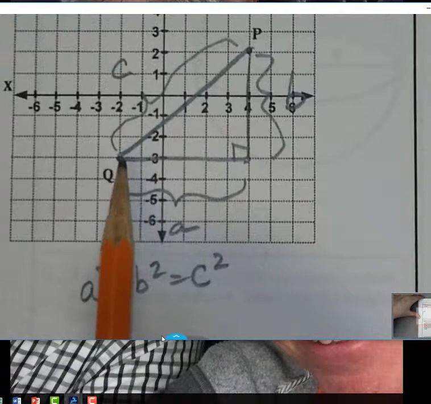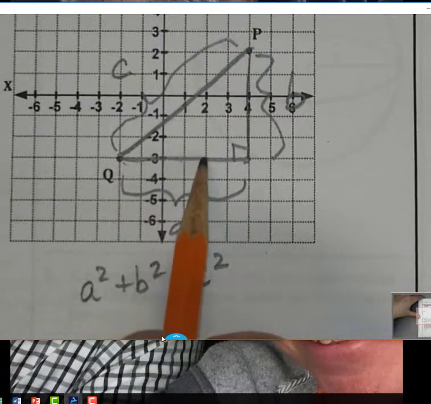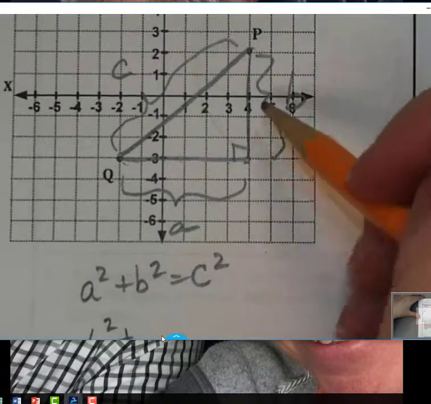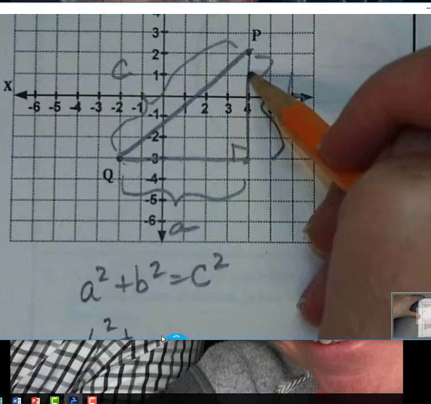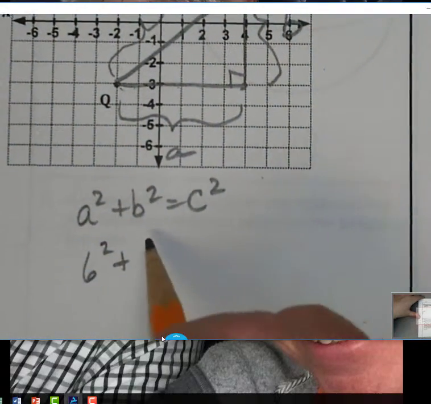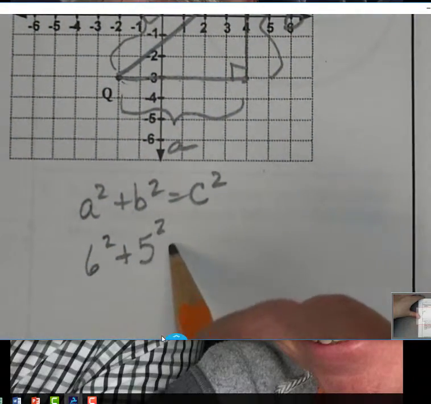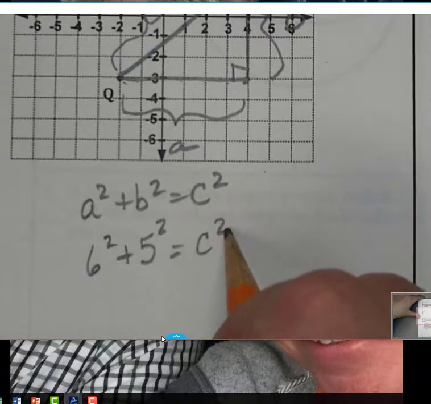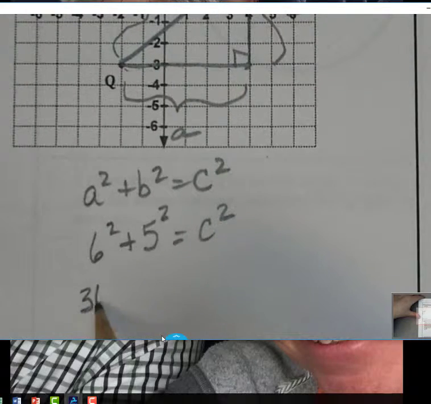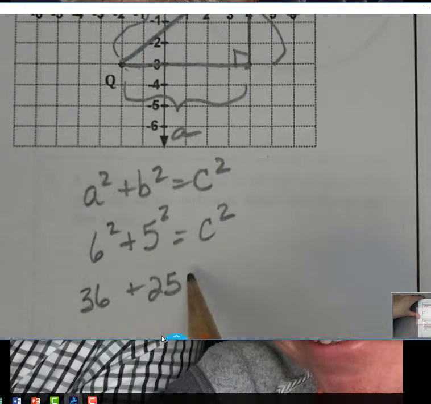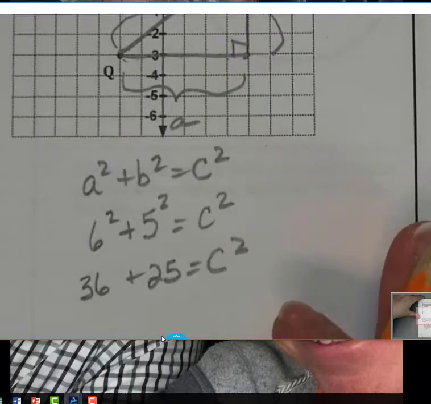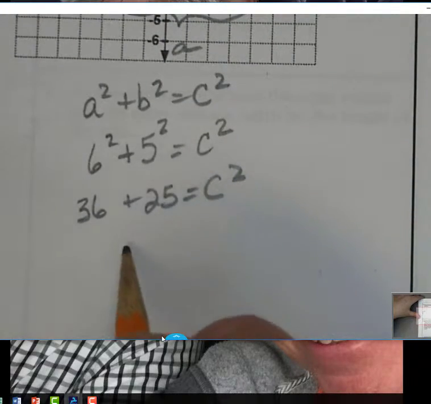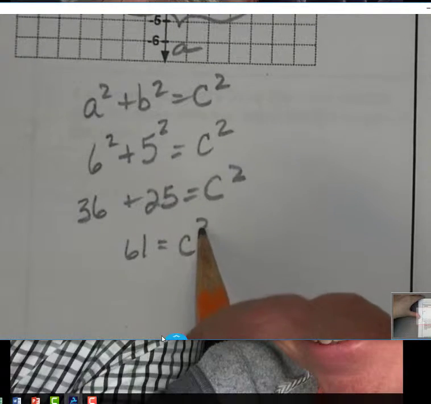So how long is A? It goes 1, 2, 3, 4, 5, 6. It has a length of 6, so it's going to be 6 squared. And B is 1, 2, 3, 4, 5. So then I'm going to have 36 plus 25 equals c squared. And I'm going to have 61 equals c squared.